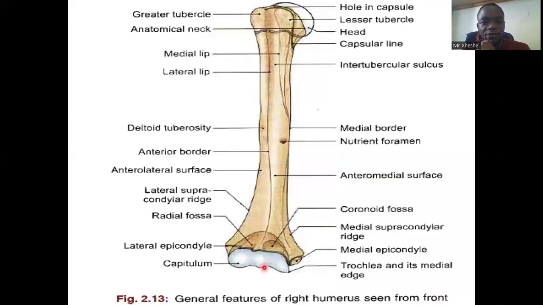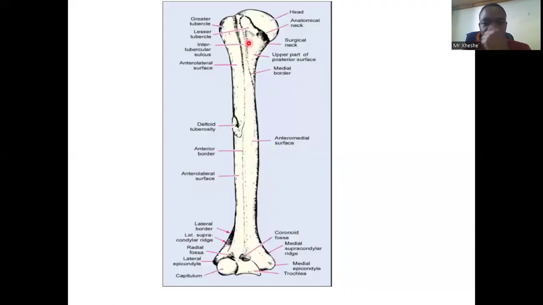Now, let's begin with the proximal part and see which parts are there. The proximal part of the humerus has the following features. Number one is the head. This is the head of the humerus. Did I say femur? This is humerus. I beg your pardon. The proximal part of the humerus has the following features. Number one is head.